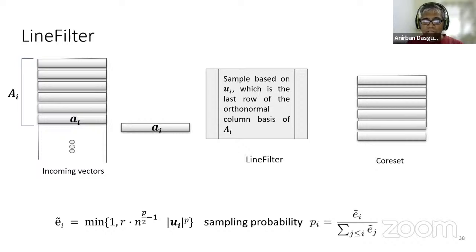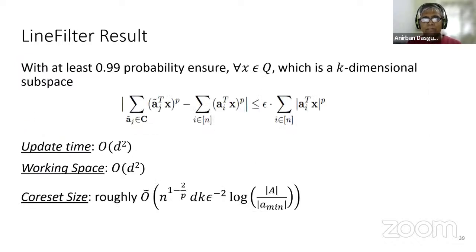Okay. So what this will do is look at the norm of this, calculate the orthonormal basis U_i of each of the data points, look at the pth norm of this orthonormal basis, and then sample with probability proportional to that. It has a guarantee that it preserves this tensor contraction, with update time only order t squared, and working space only order t squared.